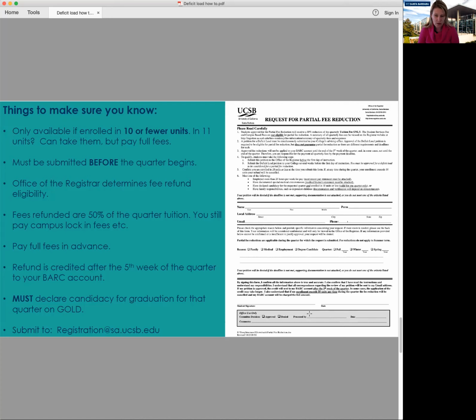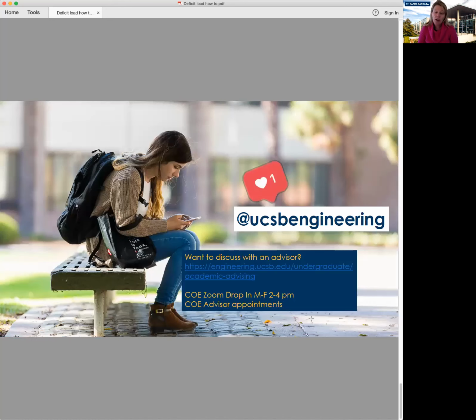Again, you have to declare candidacy for graduation for that final quarter on Gold, and this form goes to the registrar's office, and their email's on the screen. It's also on the top right of the form if you forget. Please follow up with us if you have any questions. We would love to discuss reasons why you may want to take a deficit or may not.